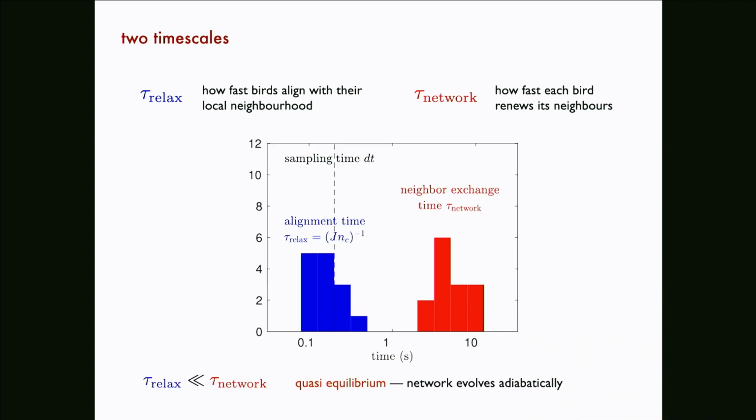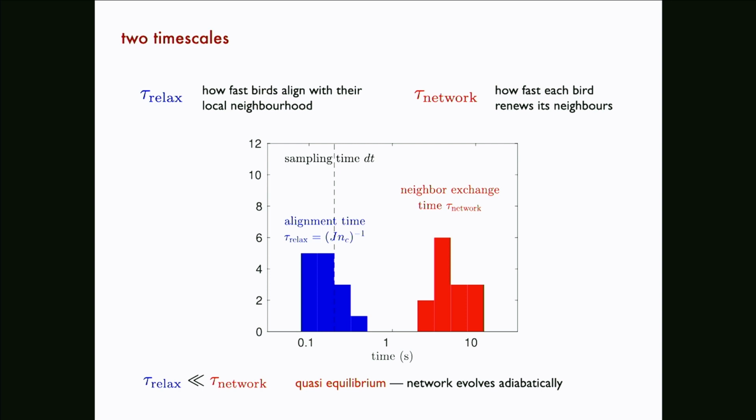And so as I said, we did this inference, I won't go into the details, but what we find is that there's a separation of timescales, meaning that the timescale on which the network rearranges is much longer than the timescale on which the birds align, so the birds manage to align. So basically they feel a fixed network, and on this timescale they manage to be perfectly aligned, and the network changes slowly, and they always manage to align. So basically the network evolves adiabatically, and we're in quasi-equilibrium.